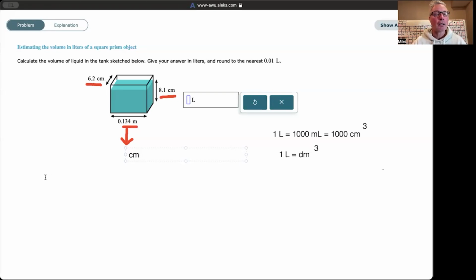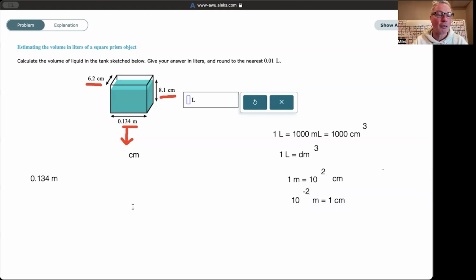So let's do that. Let's take the width, 0.134 meters. Okay, so let's go back and forth here. 1 meter equals 10 to the 2 centimeters, or if you prefer, 10 to the minus 2 meters equals 1 centimeter.